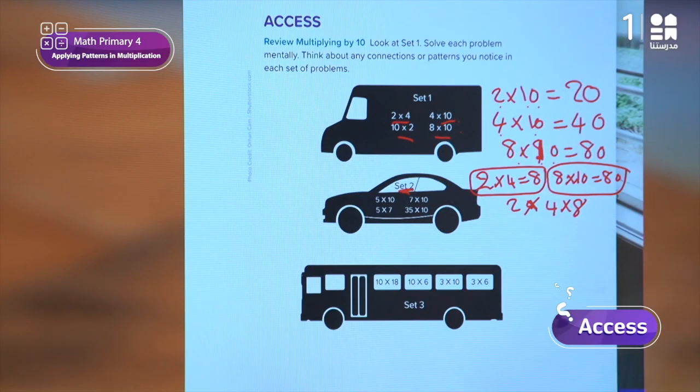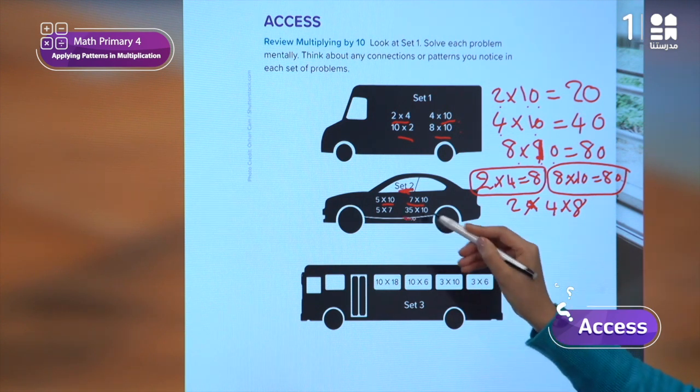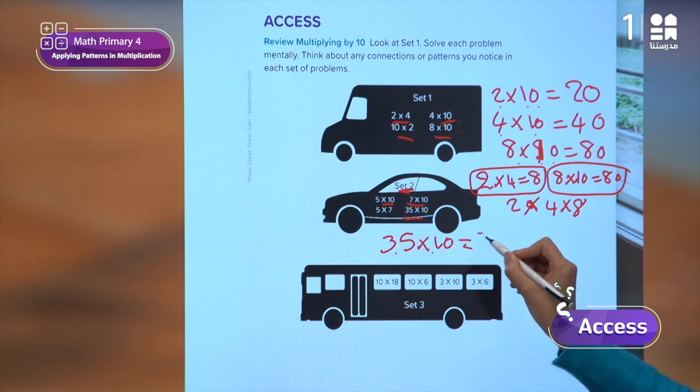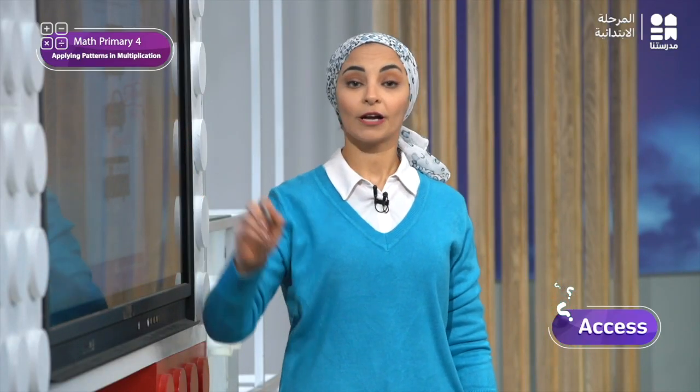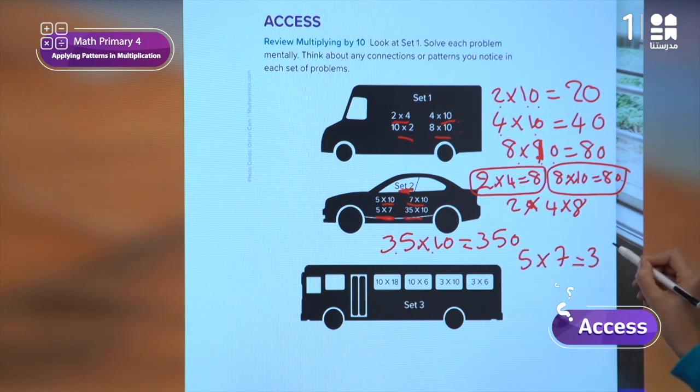The same pattern is repeated in set 2. Let's see set number 2. First we'll multiply 7 times 10, which equals 70, and 5 times 10 equals 50. Now let's see 35 times 10 equals what? I do 35 times 1, which gives me 35, and add the 0 in the ones place. What about 5 times 7? 5 times 7 gives me 35. So 35 is the product of 5 times 7.